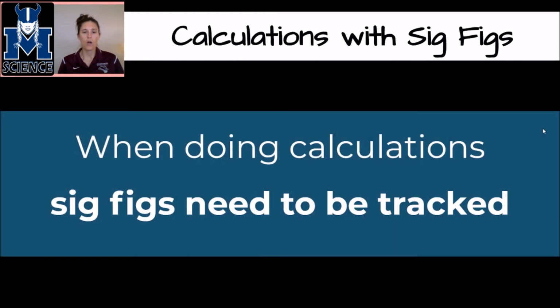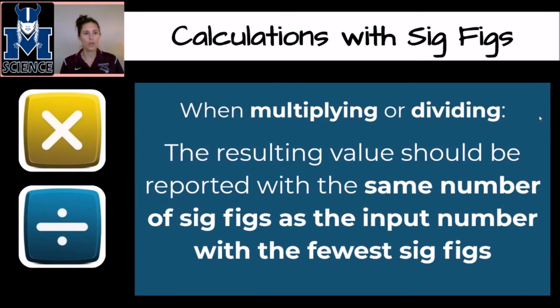Okay, so now that we know how to identify how many sig figs there are in a measured value, we're going to talk about what you do when you're combining these numbers together to do some sort of physics calculation. We're going to start by talking about what you do when you multiply and divide numbers. That's a little bit more straightforward than when you add and subtract, so that's why we're starting with that one. So when you multiply or divide, the resulting value that you report should be reported with the same number of sig figs as the input number with the fewest sig figs.